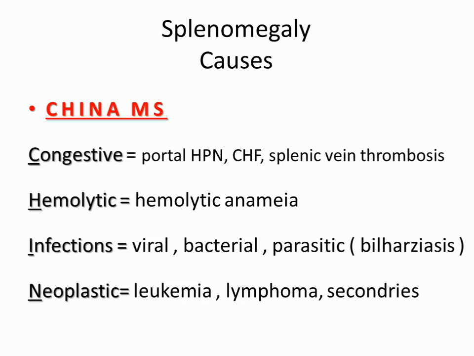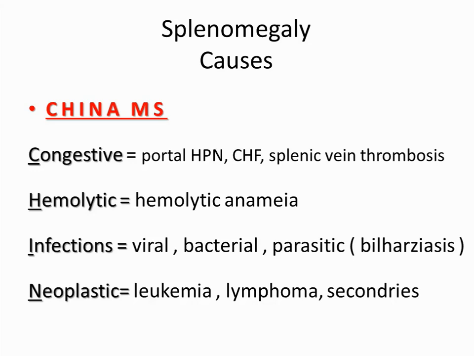The splenic artery gives blood to the spleen, and the splenic vein drains the blood. If the drainage is blocked, as in splenic vein thrombosis, the blood comes to the spleen and is not drained. The first cause of splenomegaly is congestive causes.